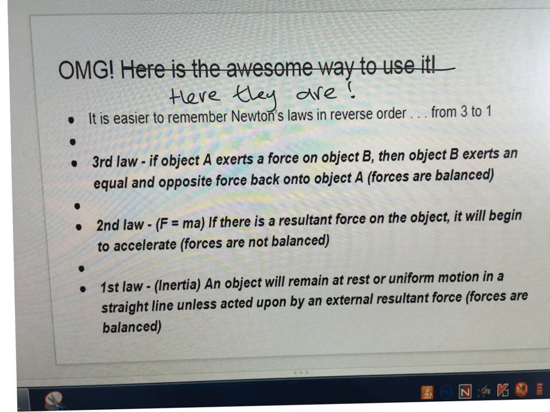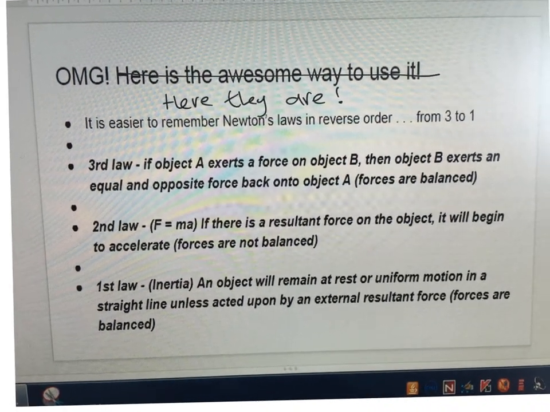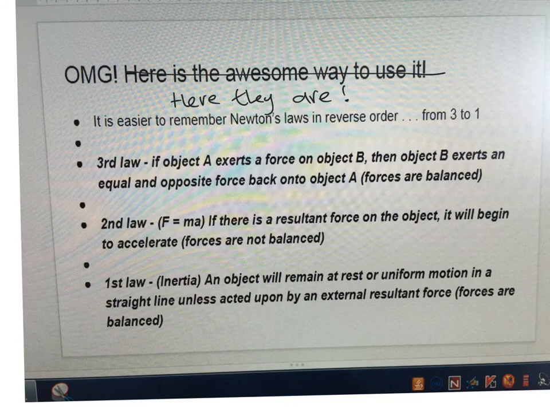Okay, it is easy to remember Newton's laws in reverse order, so I'm going to go from 3 to 1. The third law states, if object A exerts a force on object B, then object B exerts an equal and opposite force back onto object A. So the forces are balanced.